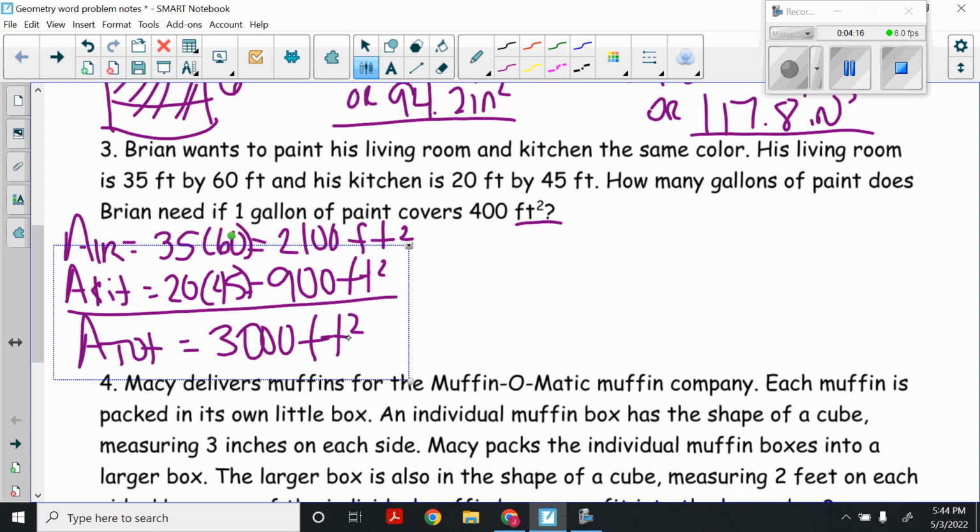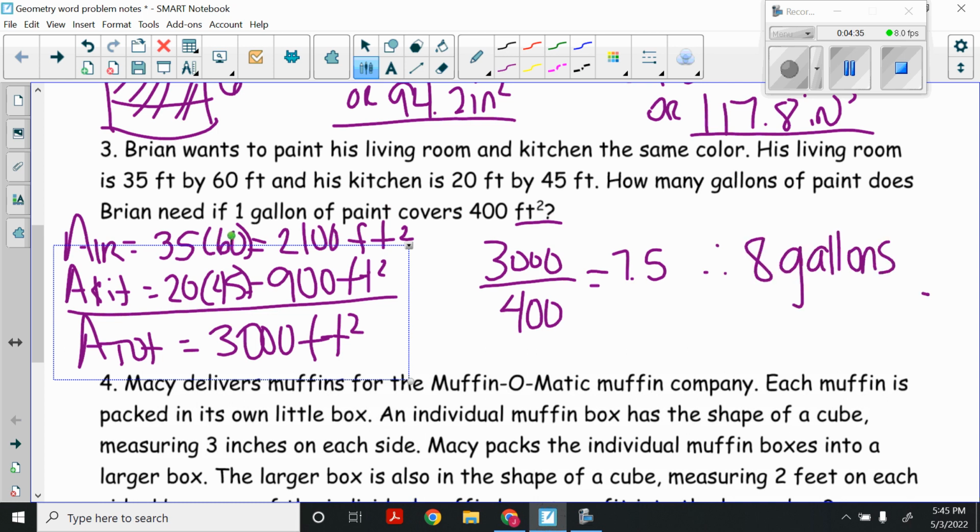All right, so we have 3,000 square feet that we want to paint. 1 gallon covers 400 square feet. So divide 3,000 by 400, and we get 7.5. We can't buy just part, like half of a gallon. So we're going to say 8 gallons of paint is what Brian needs to buy to paint both his living room and his kitchen.